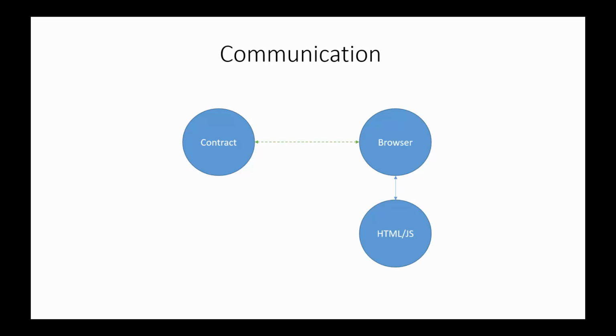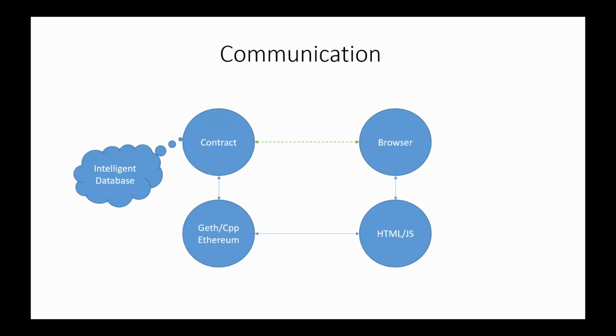Let's have a closer look how the communication works. What you want to achieve is that your browser can talk to your contract, but this doesn't work directly. Normally the browser is rendering the HTML and the JS is interpreted in the browser. The JavaScript will try to contact your contract. It can do this by contacting an Ethereum node, for example Geth or CPP Ethereum. The Ethereum node will have access to the blockchain, and this can talk with your contract. Let's look at a contract like an intelligent database with some logic.